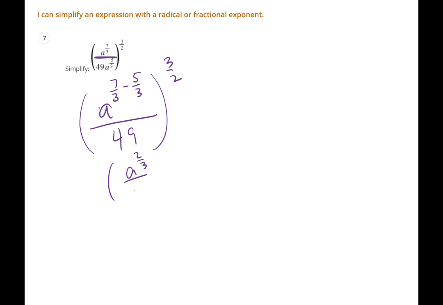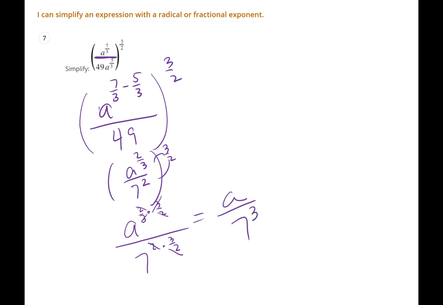Instead of writing 49, I'm going to rewrite it, because eventually I need a 2 in the bottom. I'm going to rewrite it as 7 squared. And then I'm going to distribute this in. Remember, a power to a power means we multiply the exponents. So we've got a to the 2/3 times 3/2. And 7 to the 2nd times 3/2. These cancel, those cancel. I've just got an a in the top. This cancels. I've got 7 cubed in the bottom, and we know 7 cubed, if we look at our cube numbers list, is 343.